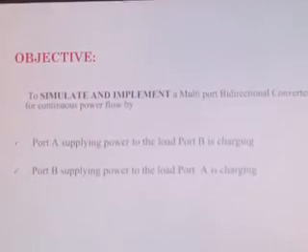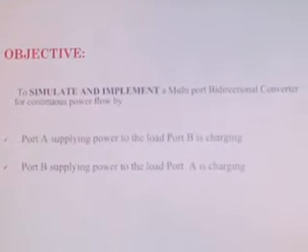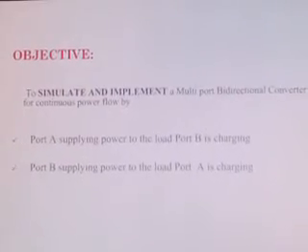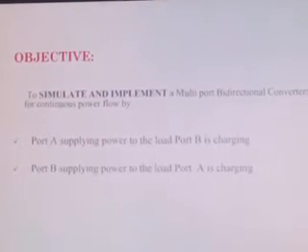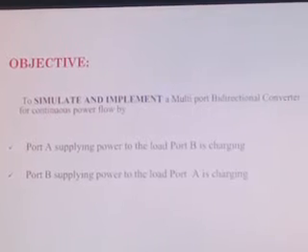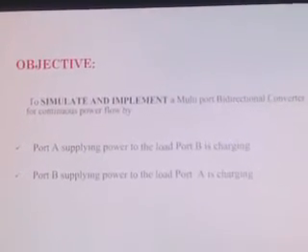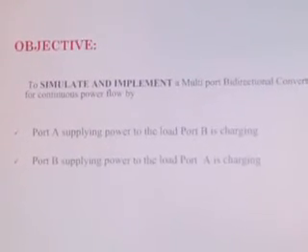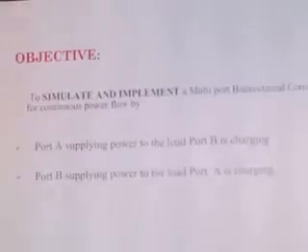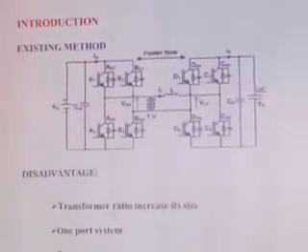Here there are two ports. One is port A and the other is port B. Port A is the supply port and port B is the load port. Port A will get supply from a solar panel and will be supplying the load. In case port A fails, port B, which was earlier charged from port A, will supply the load as well as charge port A. So when port B fails, A will supply the load as well as charge port B. This was the existing method.